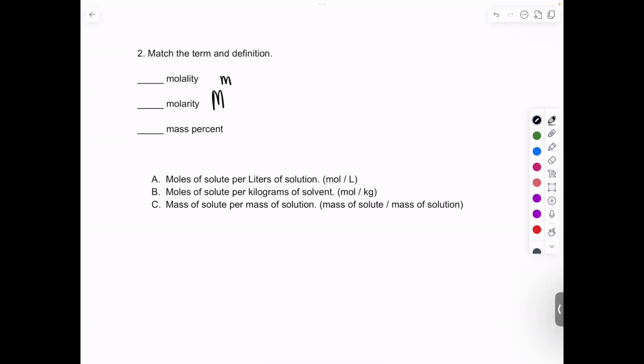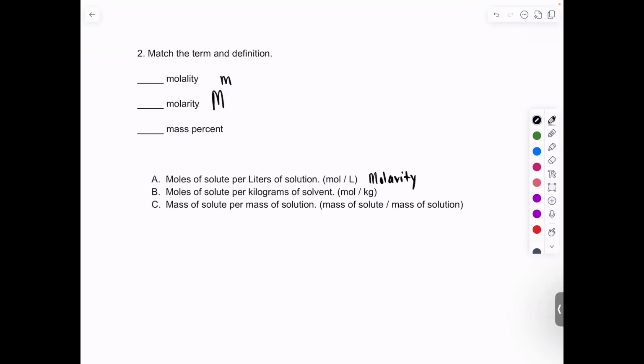So we'll just go through A through C on the bottom. Moles of solute per liter of solution. That is defined as molarity. In chemistry in general, that's the most common concentration value that we look at. We're always looking at acids and bases, and they typically use molarity. And when you dissolve salts into water, we'll use molarity there.